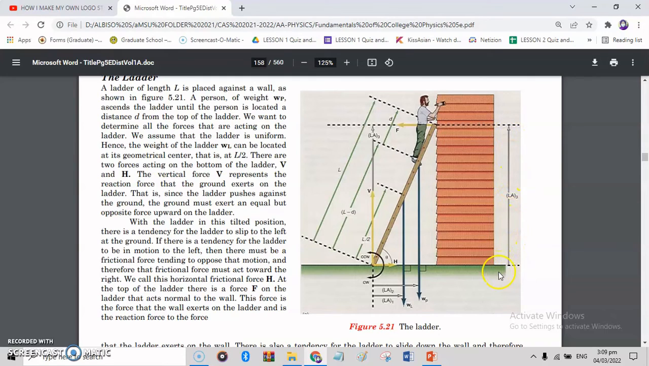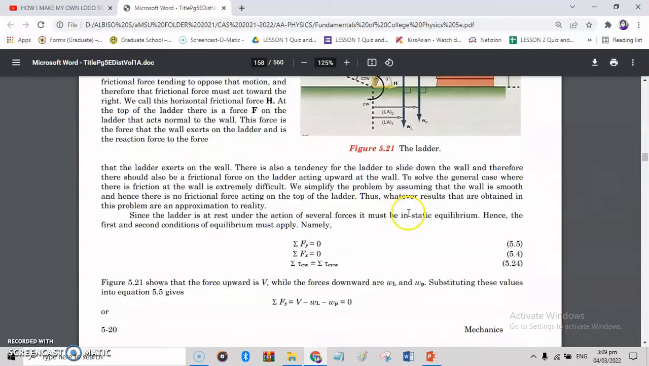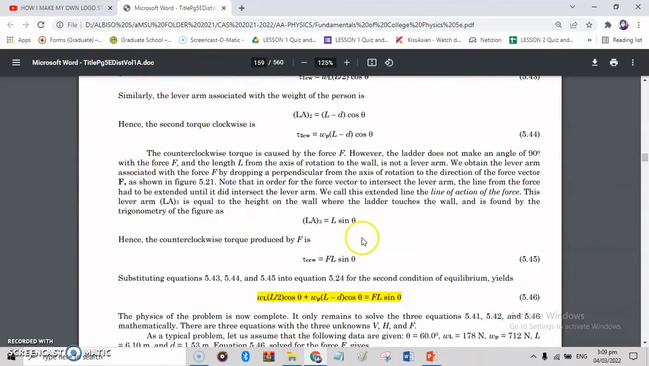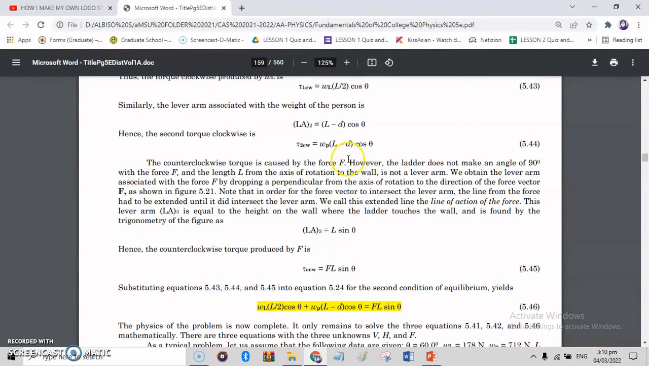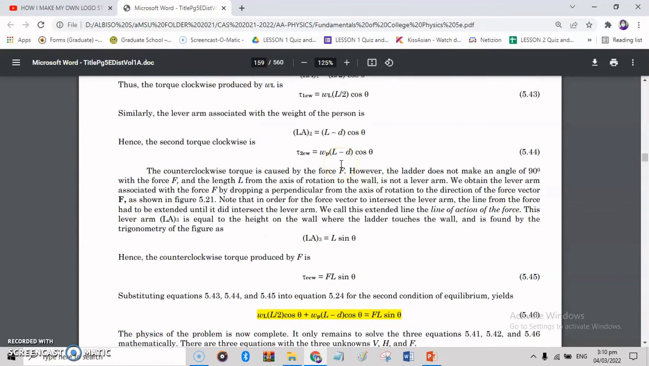Since LA3 is nasa y coordinates and yung theta natin is nandito, ibig sabihin, you are referring to this line, and what is this line? This is exactly the L, and L sine theta. So, LA3 is equals to L sine theta. Okay, ito yan siya. Now, pagsamahin mo yung torque along the clockwise is equals to torque along the counterclockwise, we can get this equation. Malinaw?